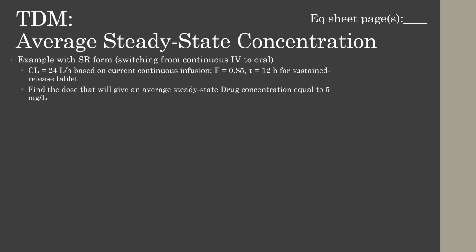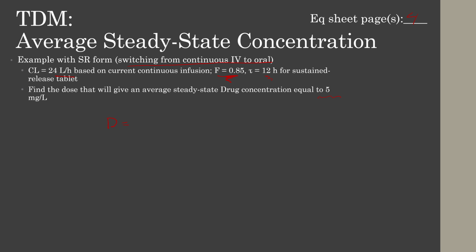Finally, I just wanted to go over one more extravascular dosing example here, and this is on page 4. Page 4. And it says we have a long-acting form. We're switching from continuous IV to oral. We have a clearance that's here. We have a bioavailability factor we need to incorporate. Here's the tau, so it's BID, the SR tablet. And we want to have an average concentration of 5 milligrams per liter.